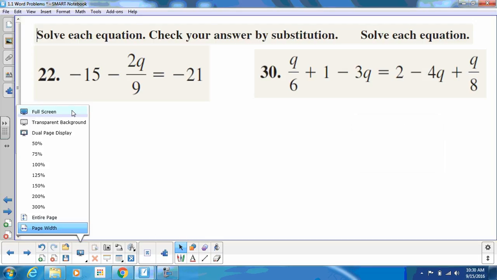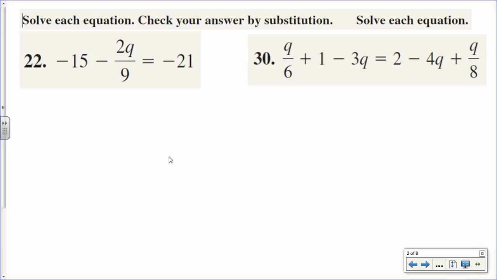So we are going to finish 1-1. We're going to practice solving some equations with some fractions, and then we're going to talk about word problems.